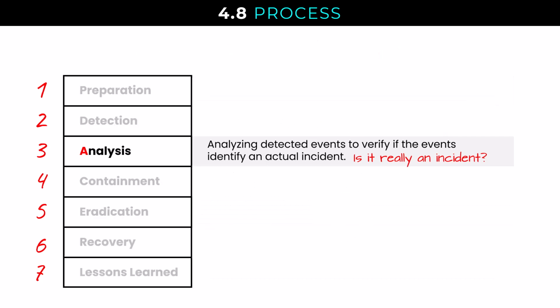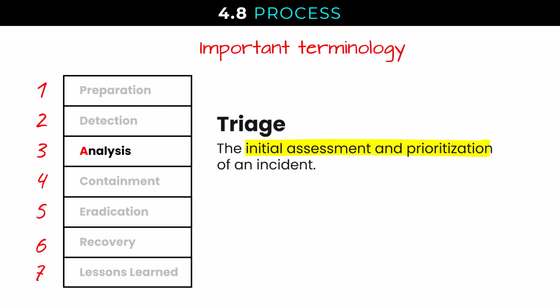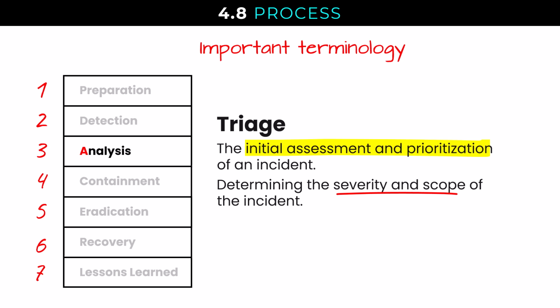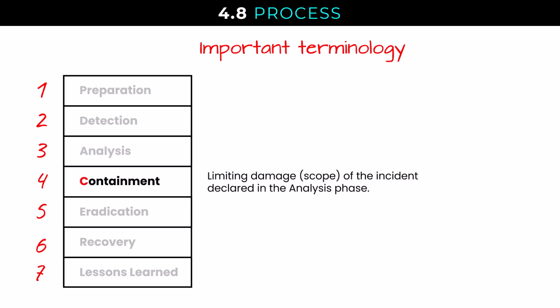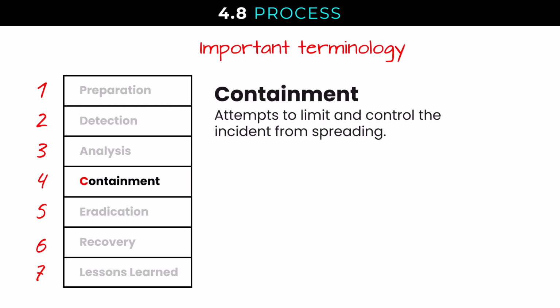Now we're going to go through some key terminology you should be familiar with. Here a key activity is triage. It's the initial assessment and prioritization of an incident. It's determining the severity and scope of the incident. Assessing whether or not it is an actual incident. Moving on to containment, where we're limiting the damage of the incident. We have a couple of key terms here. The first is containment, which attempts to limit and control the incident from spreading.